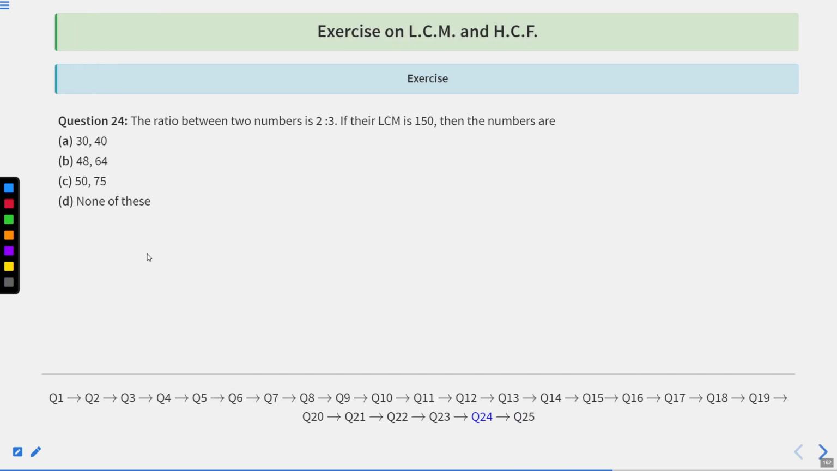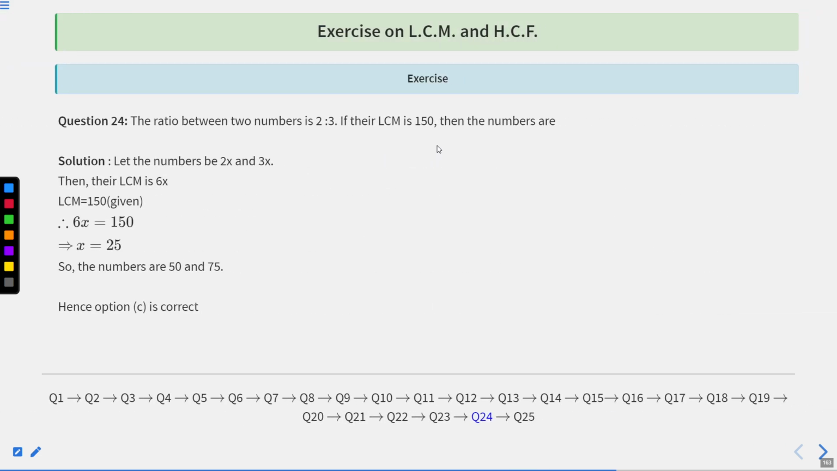Now, question number 24. The ratio between two numbers is 2:3. If the LCM is 150, then the numbers are? Let us suppose the numbers are 2x and 3x, and their LCM is 6x, and it is given that their LCM is 150. So we can put 6x equal to 150, and if you divide 150 by 6, you will have x equal to 25. So the numbers are 50 and 75, which can be obtained by just putting x in 2x and 3x. So the correct option is option number C.